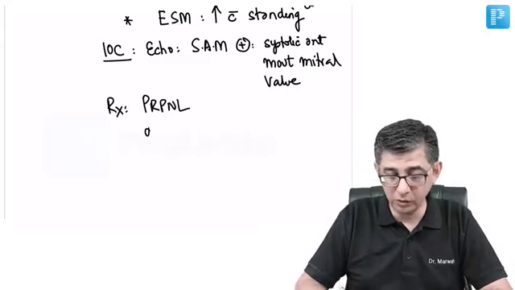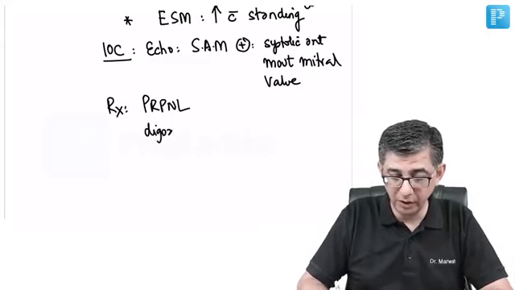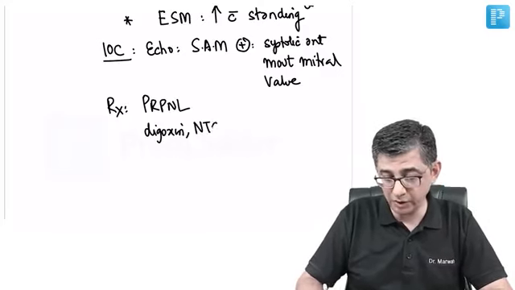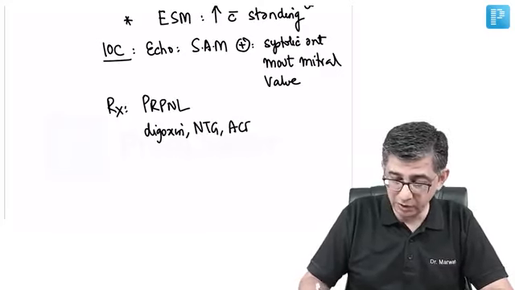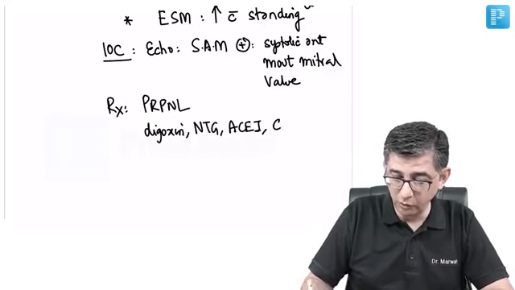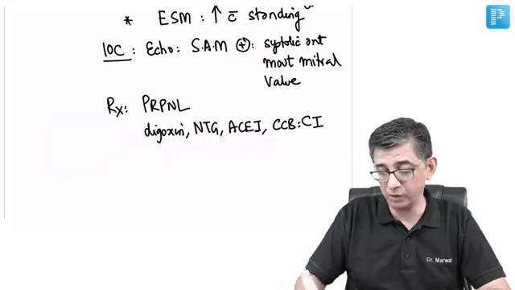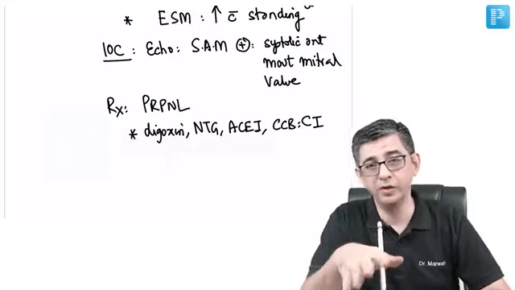And then they can also ask you what drugs are contraindicated. So all the standard drugs that we study, whether it be digoxin, nitroglycerin, ACE inhibitors, or calcium channel blockers, all routine cardiology drugs are contraindicated in hypertrophic obstructive cardiomyopathy. Must-know point for you guys.